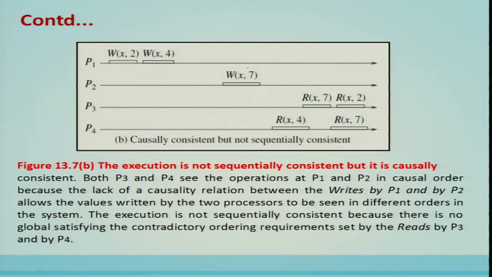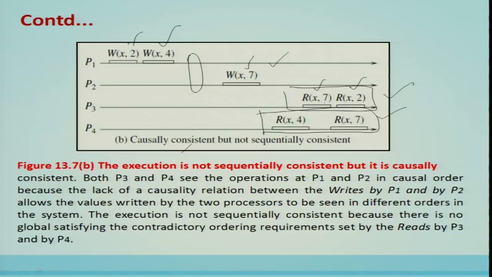So here you can see that the causal ordering is achieved in the sense that if we see the read operations of P3 and the read operations of P4, the first read is able to read 7 and the second read is able to read the value 2. They are different processors, as you see. As far as causal dependency is concerned, they are satisfying. As far as x4 is concerned, it is getting 4 and then 7. So causal consistency is allowed, but sequential consistency is not there.